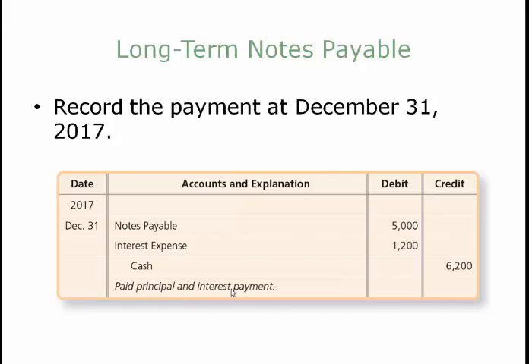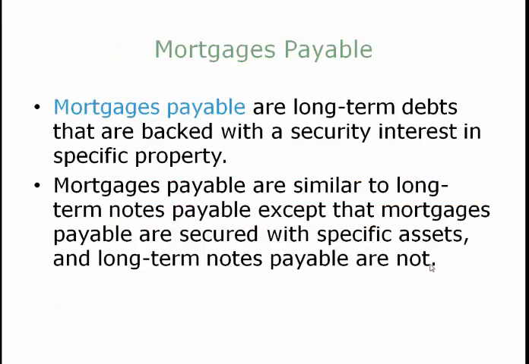As we made the payment, this is the payment for the first one in 2017. What we're doing is decreasing the principal. Our total payment was $6,200. We're decreasing the principal by $5,000, and we're increasing an expense of $1,200. And our total payment was $6,200, if you recall from the amortization schedule.